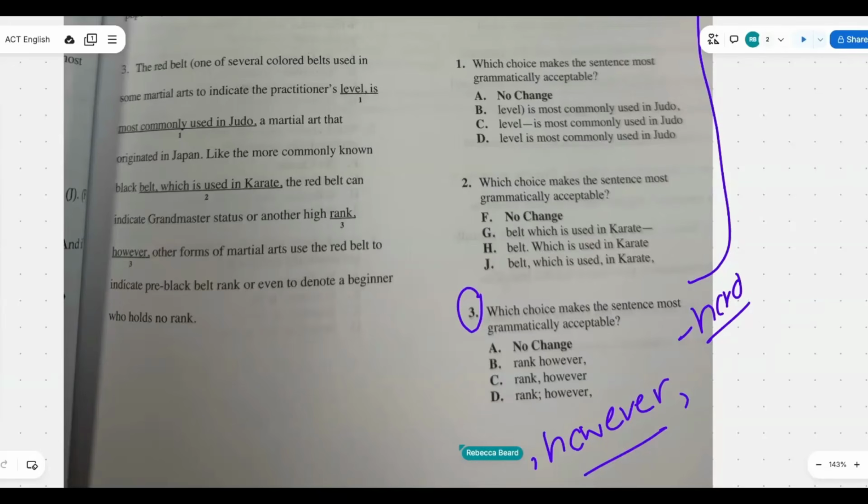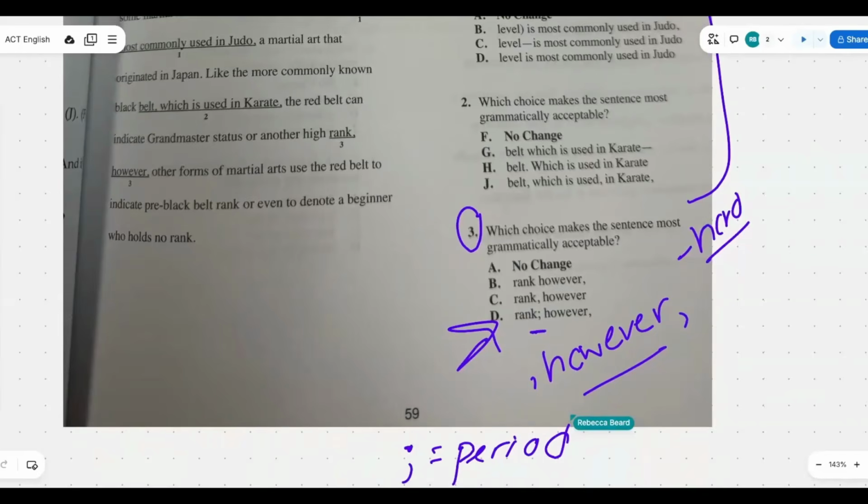So rule of thumb, strong punctuation first. Semicolon, we talked about semicolon equals a period. Let me scroll down so you can see my writing. So let's go ahead and draw a period in there for D. So if we read this on the left side, like the more commonly known black belt, which is used in karate, the red belt can indicate grandmaster status or another high rank, however. Then you go on the second side. Other forms of martial arts use the red belt to indicate pre-black belt rank or even denote a beginner who holds no rank. So if you see this and the semicolon rule works, you do not want to keep that 2 comma transition rule.